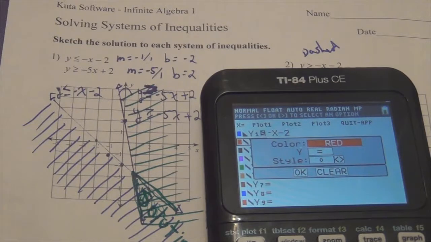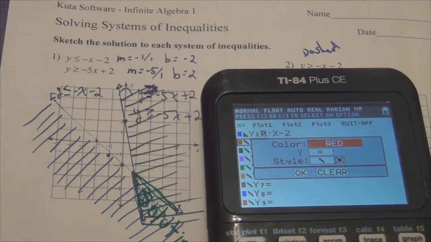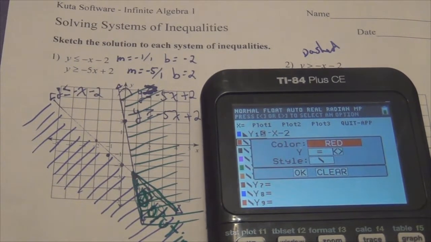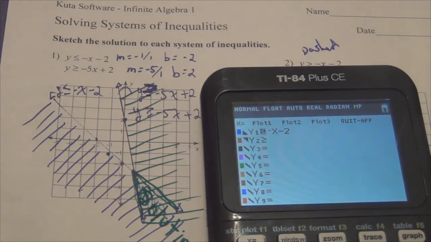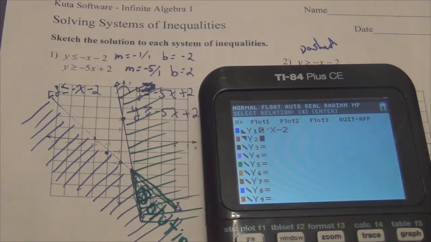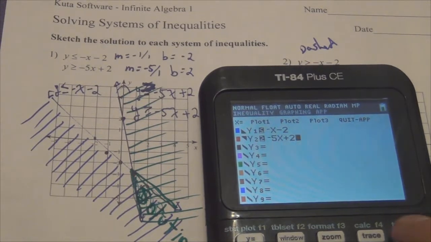greater than. Sorry, it was greater than or equal to, okay? So enter. Enter. And now we put the inequality. So it's going to be negative 5x plus 2. Okay, now we graph.